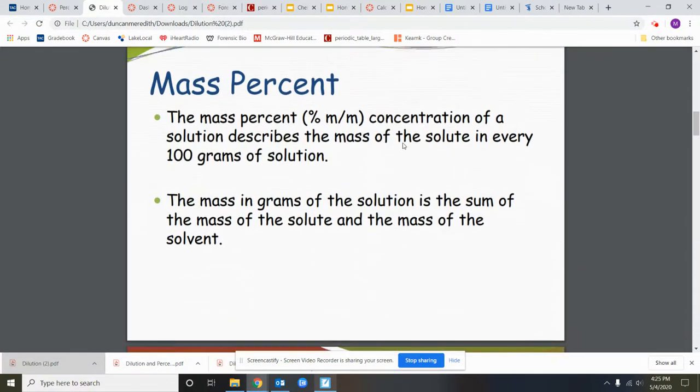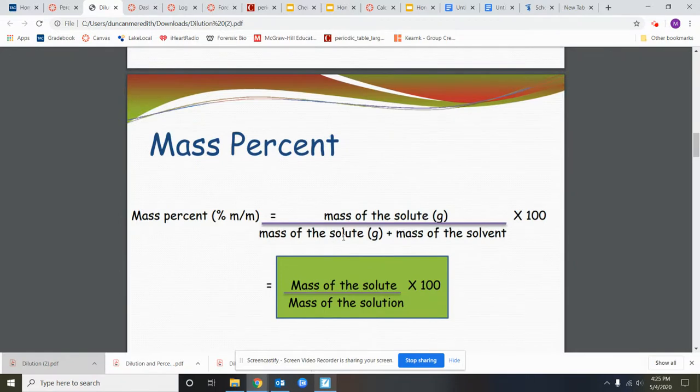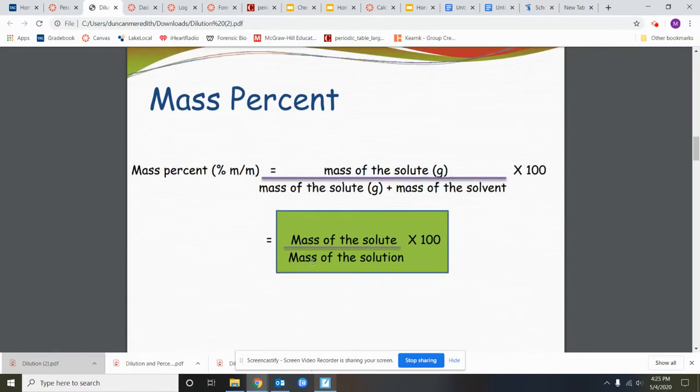Let's look at an example. How do you find mass percent? You take the mass of your solute divided by, be careful here, because sometimes the mass of your solution is given to you as just the mass of your solution. In that case, you can plug that right in. Other times, your solute and your solvent are given to you separately, and you would have to add those up. So pay attention to how the information is given to you.